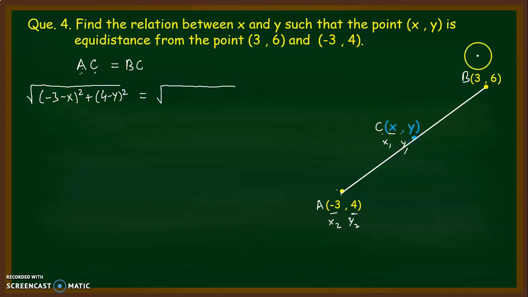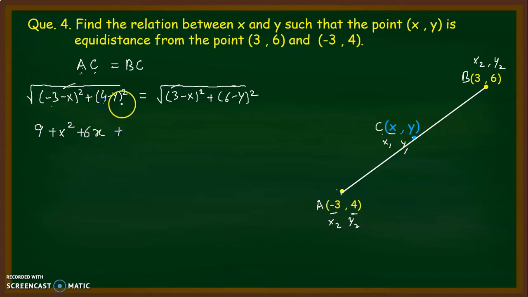So let's say this is the point x1, y1 and this is the point x2, y2. So (x2 minus x1) whole square will be (3 minus x) whole square plus (y2 minus y1) whole square, so y2 is (6 minus y) whole square. So if you square both sides, the under roots will be cancelled out. So if you expand (minus 3 minus x) whole square, this will be equal to 9 plus x square plus 6x.